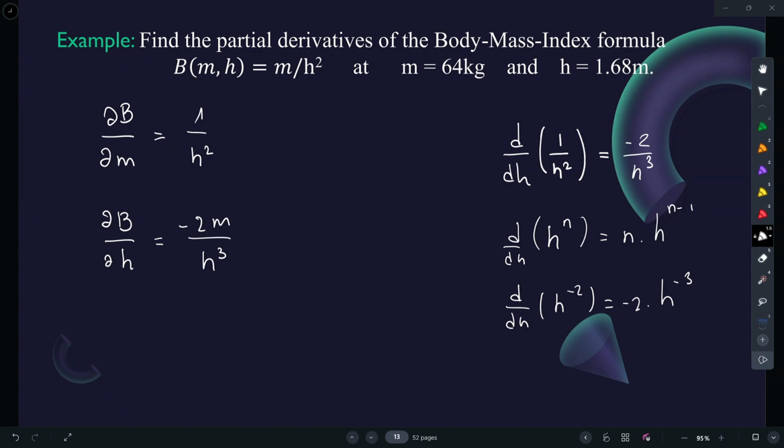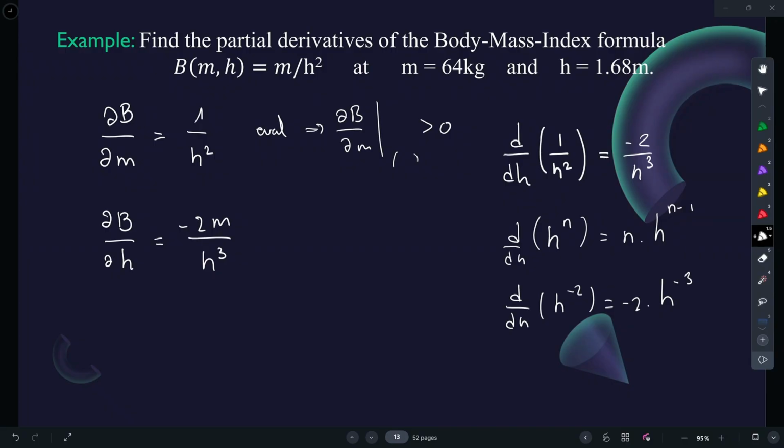I'm not going to plug in, but now you can plug in at exactly that mass and that height, and it would give you the derivatives at that height and that mass. But what I want you to try to understand is that when I plug in these two numbers, after evaluation, the derivative at those values will be positive.